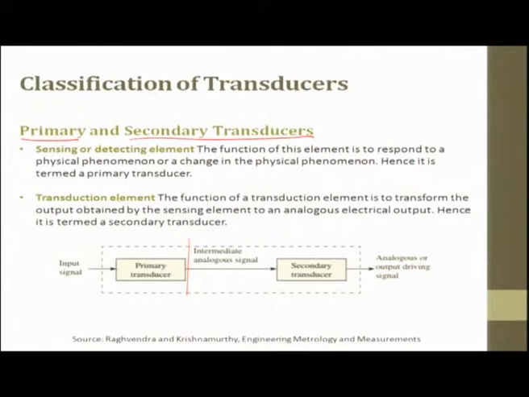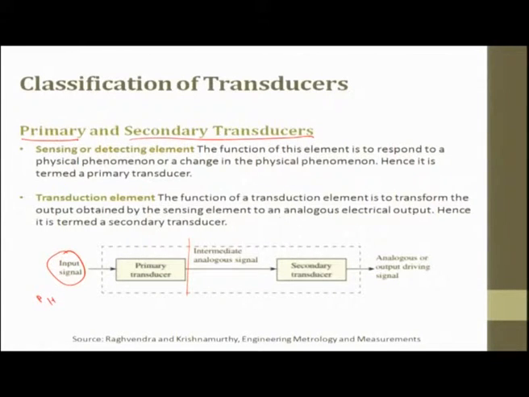The transduction element: its function is to transform the output obtained by the sensing element to an analogous electrical output, hence it is called the secondary transducer. For the example we dealt with, I took pH. It measures the pH and gives you a color which says whether it is acid or basic. But if you want this data as voltage data or some continuous data, then we convert it using a secondary transducer.